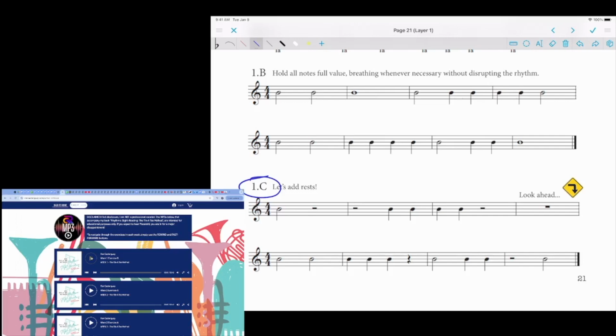And there you have it. That's exercise 1C. So if you got that correct, if you did it accurately, you were in time with the metronome and all of your rhythms were correct, then you can move on to 1D, and so forth and so on. So that's how you use the exercises. That's how you use the MP3s.